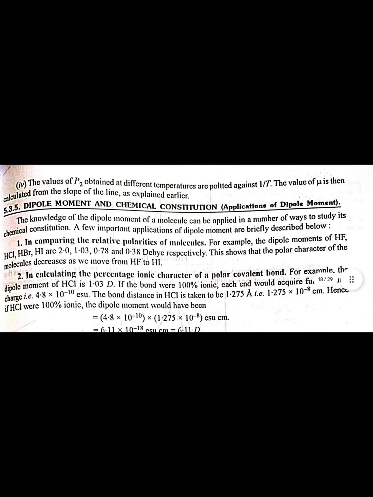Number 3. The molar polarization of the solution is related to the molar polarization of the solvent P1 and that of the solute P2 as PS = x1 P1 + x2 P2, equation 31. Thus, knowing the values of x1, x2 and P1, the value of P2, that is the molar polarization of the solute, can be calculated. Number 4. The values of P2 obtained at different temperatures are plotted against 1/T. The value of μ is then calculated from the slope of the line as explained earlier.